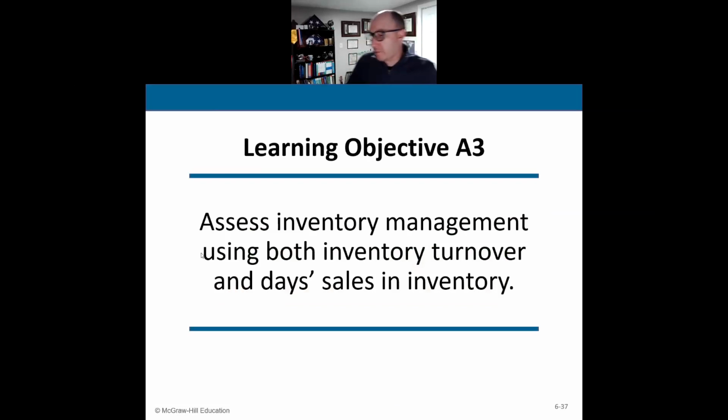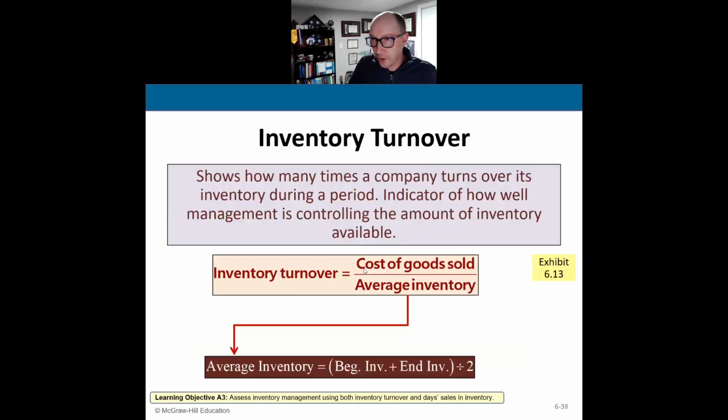As I mentioned, one of the most important things in business is to understand the financial health of the company. And one of the easiest ways to do that is by calculating a couple of ratios. When it comes to inventory, one of the most important ones is called the inventory turnover ratio. This tells us how many times a company turns over its inventory during a month or an accounting period. It's an indicator of how well management is controlling the amount of inventory available. So how effective is a company selling its inventory? That's what this tells us.